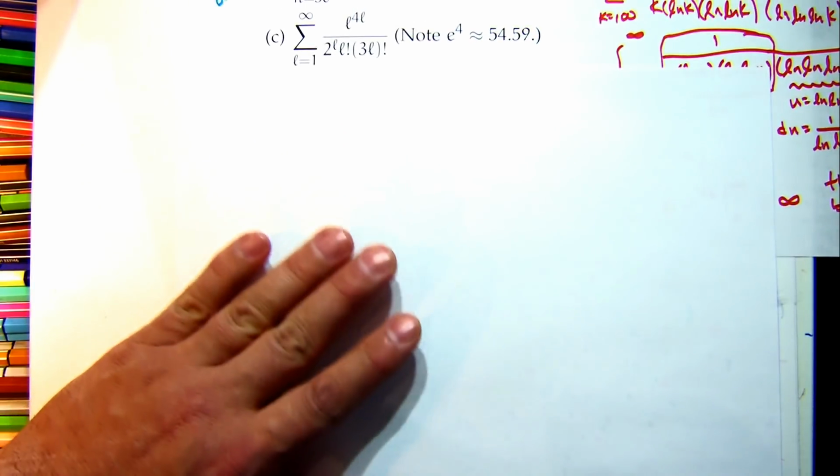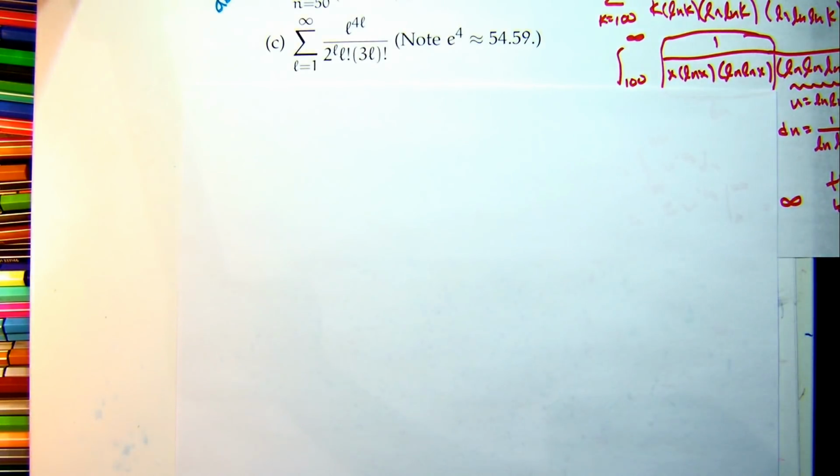So, the sum, L equals 1 to infinity, L to the power 4L, divided by 2 to the L times L factorial over 3L factorial. And for some reason it says e to the fourth is approximately 54.59. I don't know why they said that. Who knows? Just a random fact they threw in.